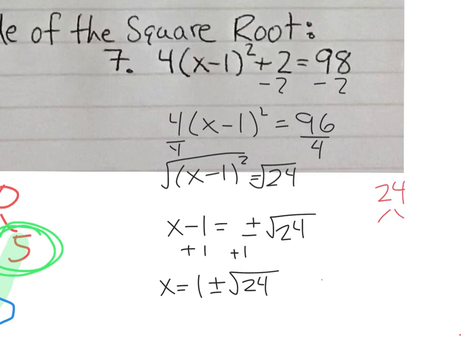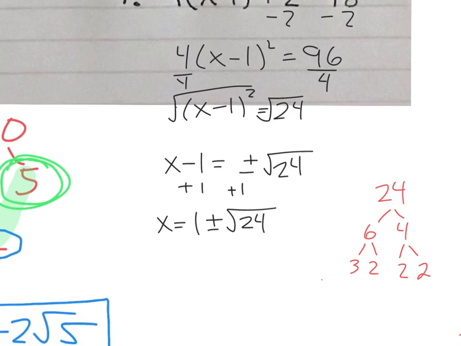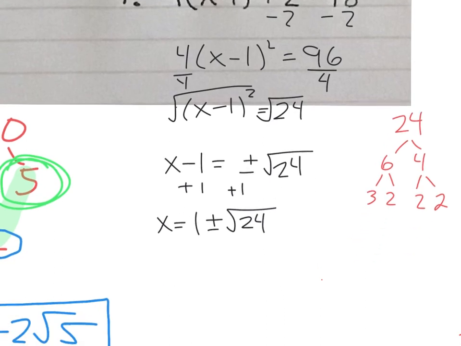So I got 24. That could be 6 and 4. And I could break up 6 again too. I could break it up into 3 and 2. And I could break up the 4 into 2 and 2. Now remember, in order to leave the square root, we need to have 2 of a kind. In this scenario, the only set of 2's I have, I could pick these 2. But then I'm still left with a 3 and a 2, who do not have a buddy.